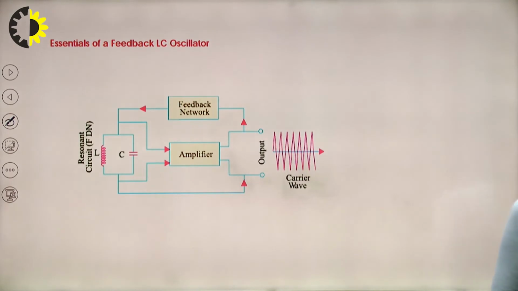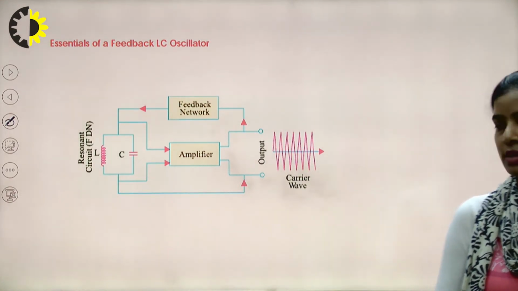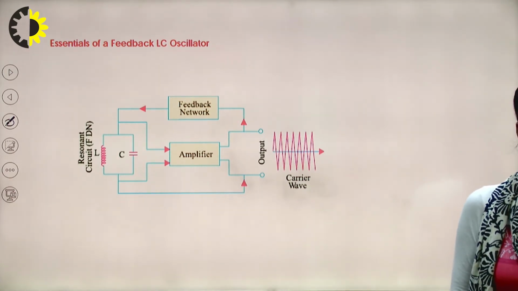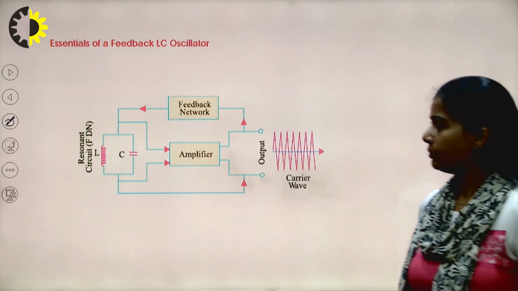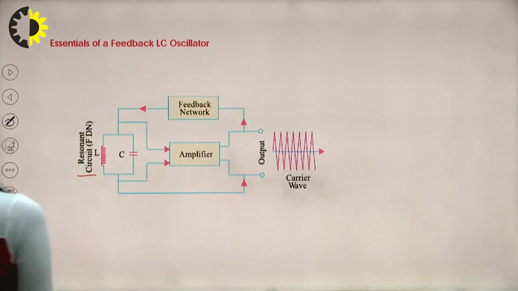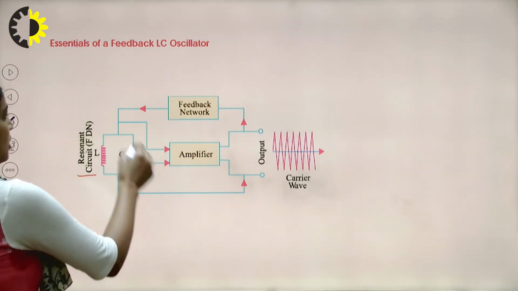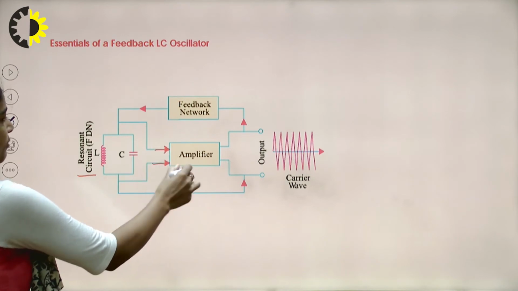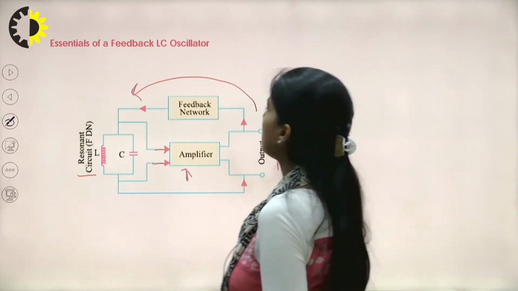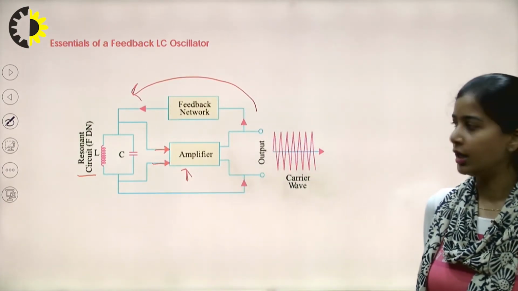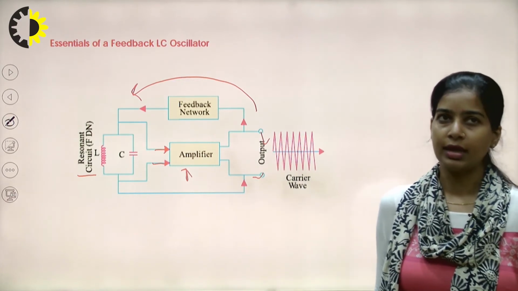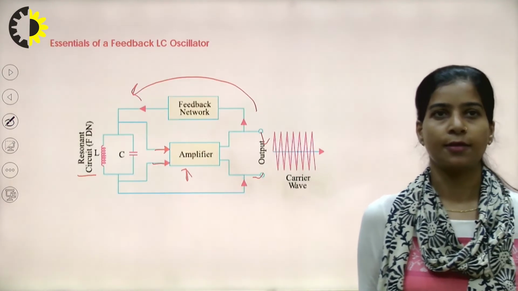The essentials of any feedback LC oscillator. These are the components that are essentially required to design any feedback LC oscillator. Here we have a resonant circuit that is made up of L and C. The output here gets amplified through the amplifier circuit, and some part of it is fed back through this feedback network, and we are measuring the output here. That is the output that we are getting from these LC oscillations.